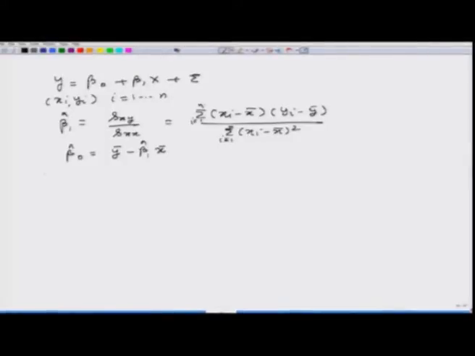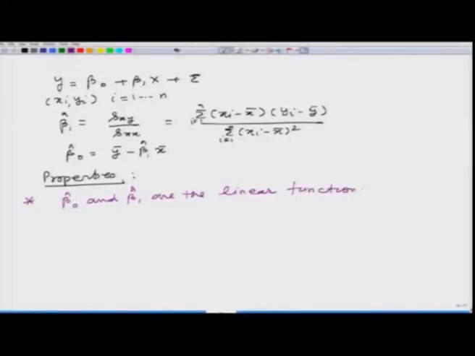Now, let us try to investigate the properties of beta 0 hat and beta 1 hat. Okay. So, one thing we can see here is that both beta 0 hat and beta 1 hat are linear functions of y. What does this mean, and how can I show it?